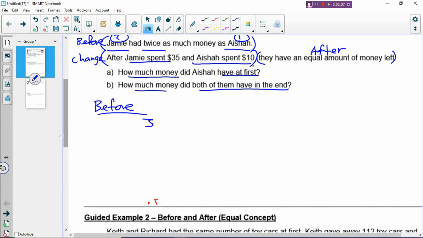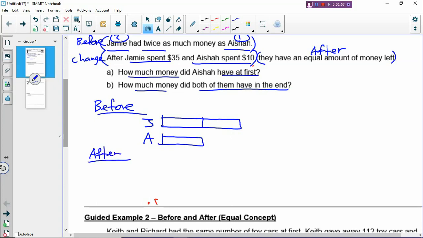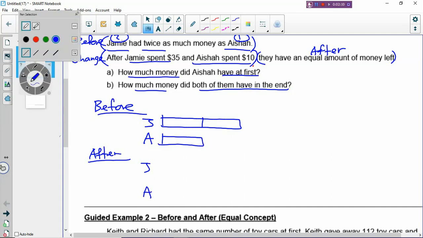You have Jamie and you have Aisha, and Jamie has 2 times, so draw a rectangle cut into 2 boxes, and then Aisha has one time, right? Then what happened? Jamie spent $35, and Aisha spent $10, and then they have equal amounts of money left. Now there's a very important lesson over here. When you see the words equal amounts of money, what do you think of? You need to think of a dotted line to show equal amounts of money left.